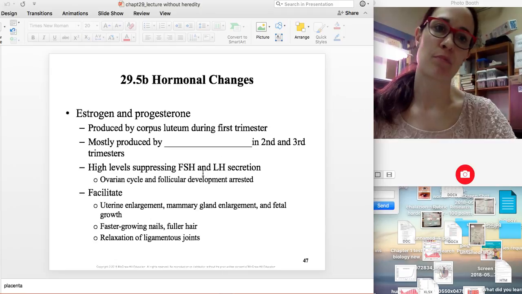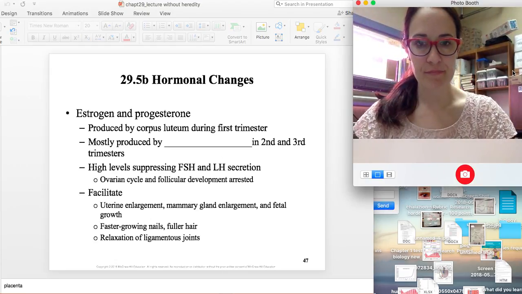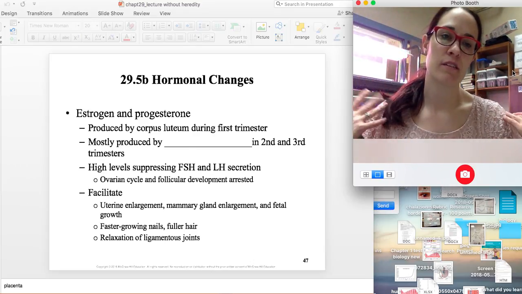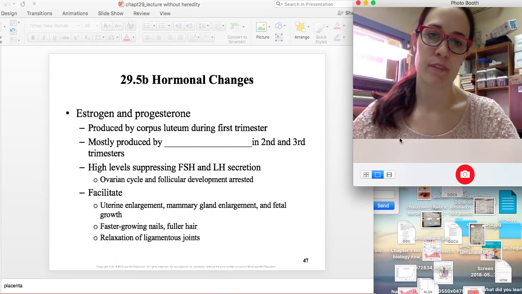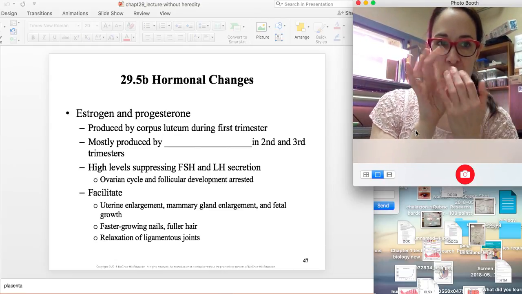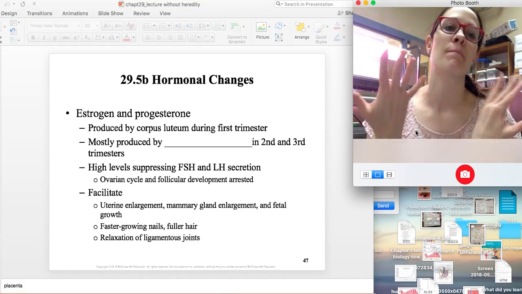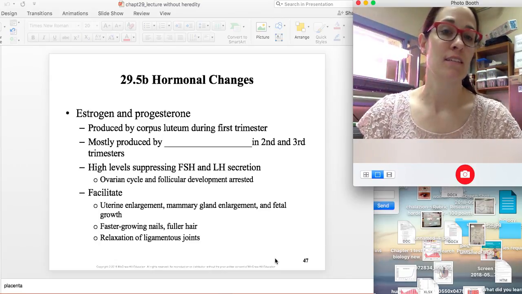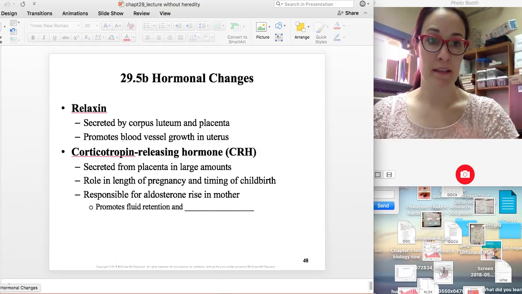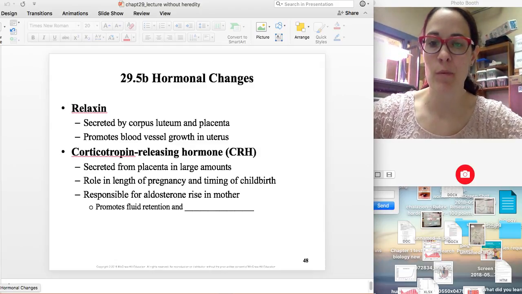What they do is they suppress follicle-stimulating hormone and luteinizing hormone. And then they help the uterus enlarge, the mammary glands enlarge, and the fetus to grow. It also creates fuller hair and stronger nails. Some women say that their skin was the best when they were pregnant. It also relaxes your joints to prepare for pregnancy. So, especially in your hip, you feel like you're almost unhinged.